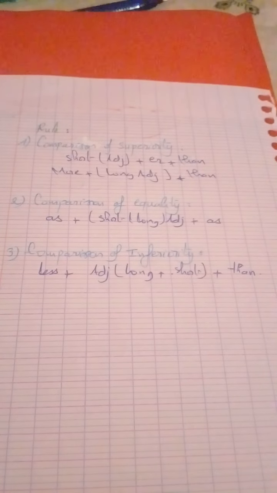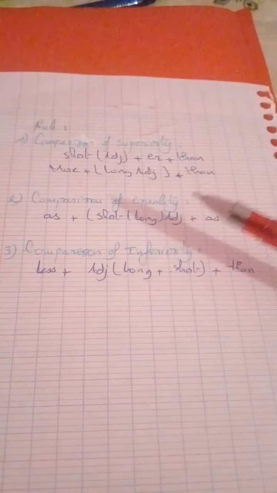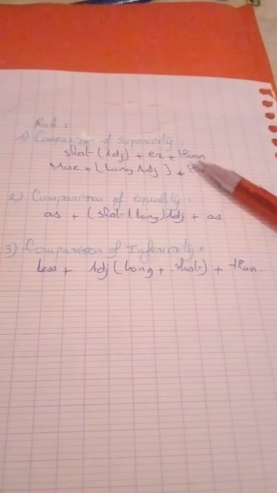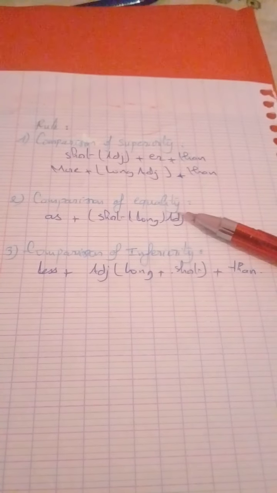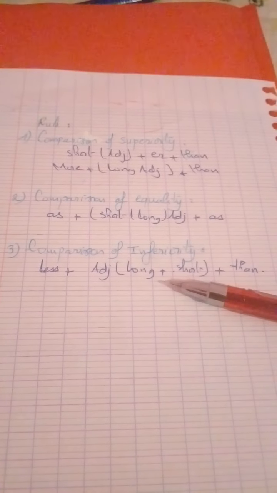So we have three types of comparison. Superiority, that is on the top. Equality, so when two things are equal or they have the same value. Then we have comparison of inferiority.